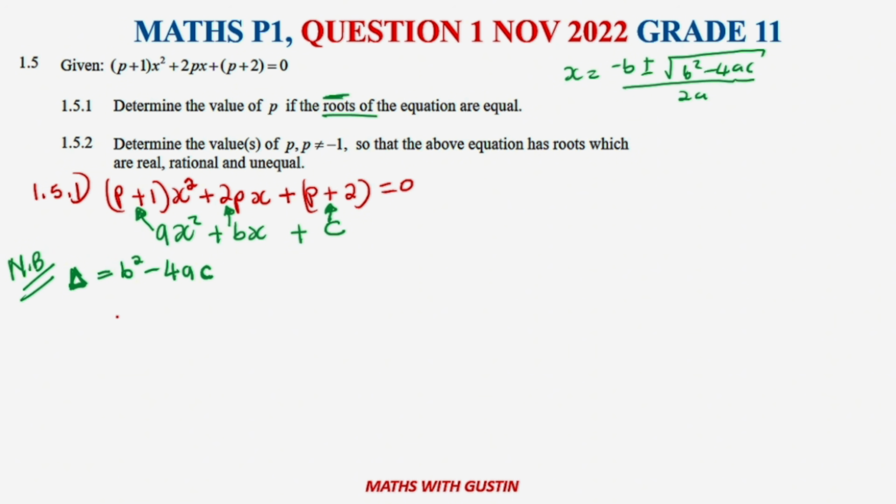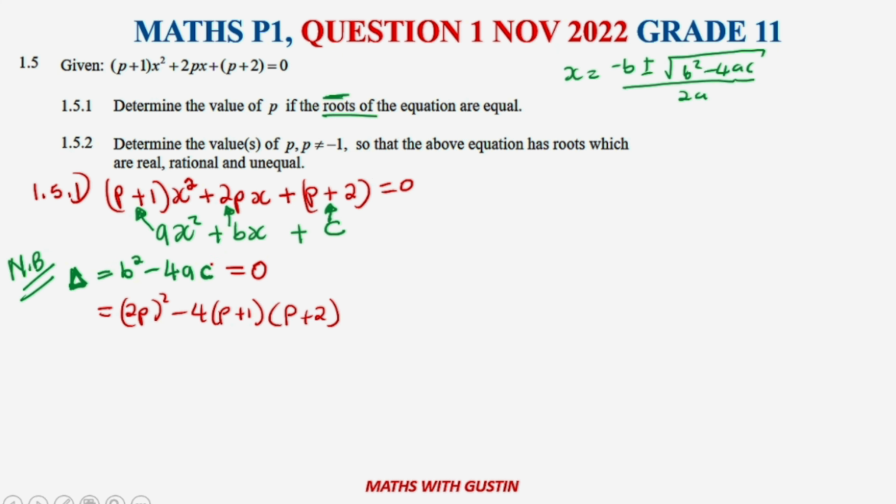We need to substitute whatever is here. We already know b is 2p. It's going to be b squared minus 4, a is p plus 1, c is p plus 2. Therefore, we need to solve for p now. When the roots are equal, it means this whole expression needs to be equal to 0.